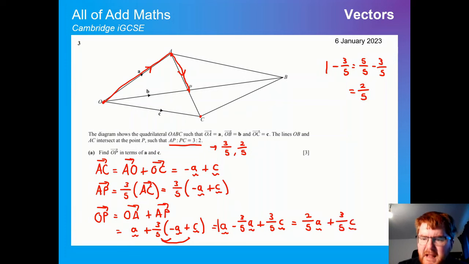3/5 C. And I always do a double check at the end. Does that make sense? Where P is, there'll be 2/5 of this and 3/5 of that. Well, that kind of makes sense. We're definitely going in the right direction. So we've got our final answer, 2/5 A plus 3/5 C.